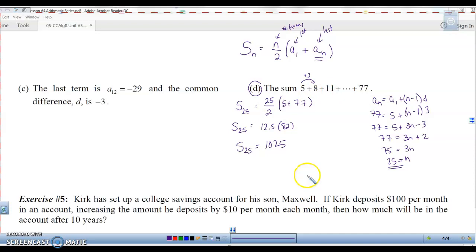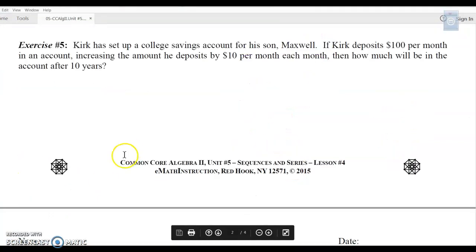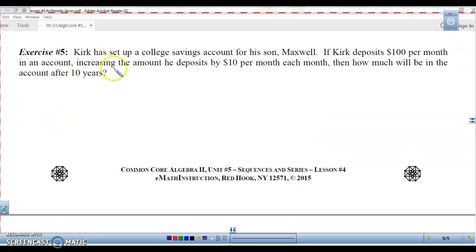A lot of times when you do these, you may have to use the arithmetic sequence formula to figure out some part of the rest of the terms. Okay, let's take a look at number 5. Kirk has set up a college savings account for his son Maxwell. If Kirk deposits $100 per month in an account, and increases the amount he deposits by $10 per month each month, how much will be in the account after 10 years? We need to figure out how many times he's going to deposit.